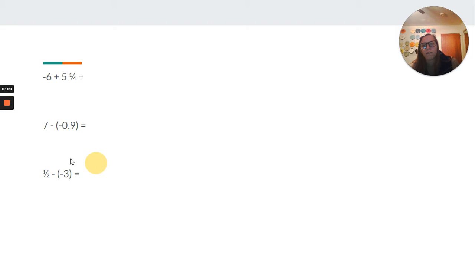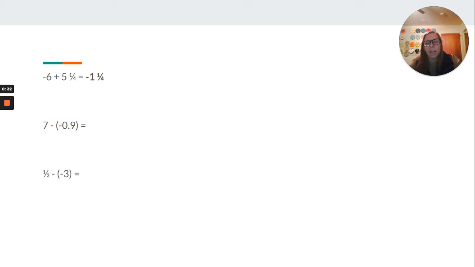So let's get started. First we were adding and subtracting. Negative 6 plus 5 and a quarter. We know it's going to be negative because 6 is bigger than 5 and a quarter, so we're going to end up with negative 1 and a quarter. Remember, if you need to draw out a number line, please do so. There's nothing wrong with that, okay?